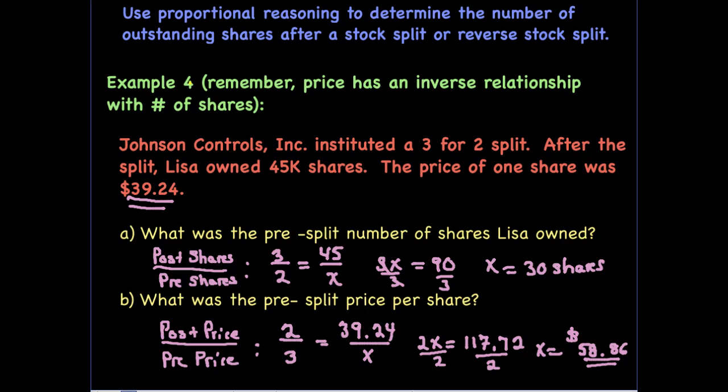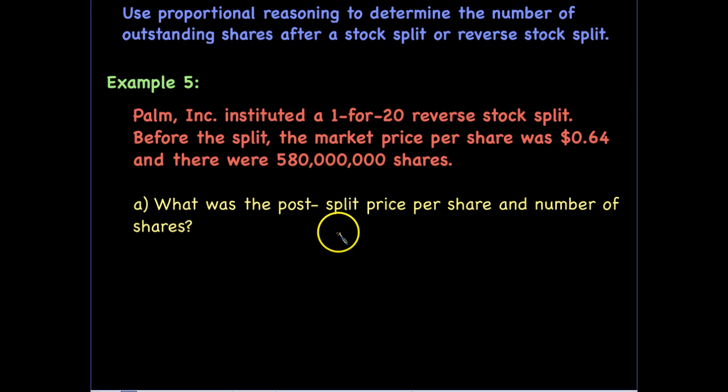Final example. In this example, we have a 1-for-20 reverse stock split. So here's how we know. It says reverse stock split. We know we're going to go the opposite direction. Before the split, the market price was 64 cents, and there were 580 million shares outstanding. We want to know the post-split price per share and number of shares. So this is post. So for our final problem, pause the video and see if you can solve this.